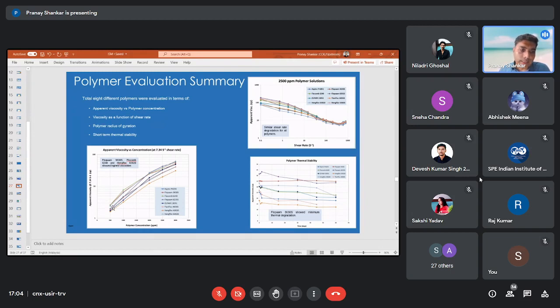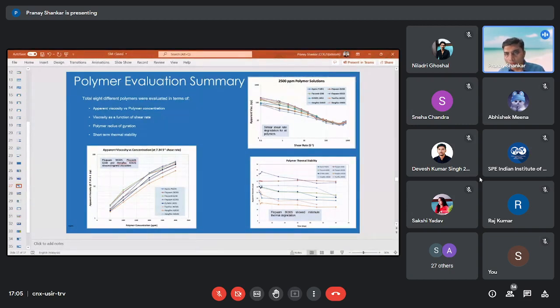So our desired range for achieving a mobility ratio close to 1, we needed to be between 2000 to 2500 ppm, which would have given us a viscosity ratio of 1. All the various polymers that you see are pretty much similar. But if you look at this experiment, which is how the viscosity changes with shear rate, we needed a polymer which has the least degradation in terms of viscosity.